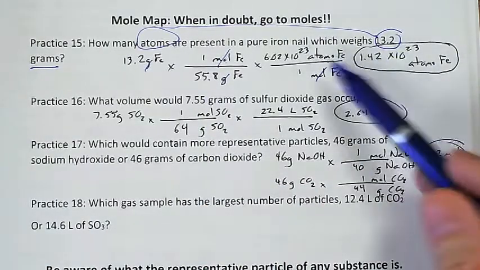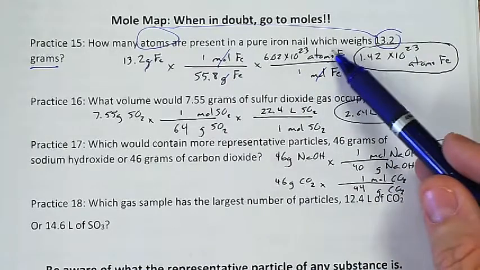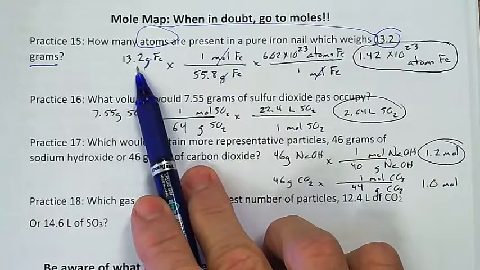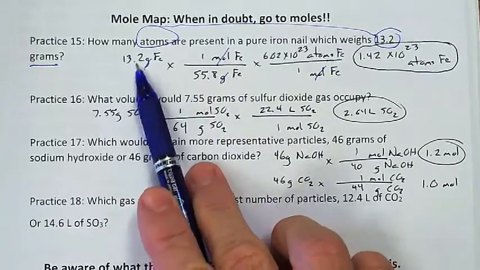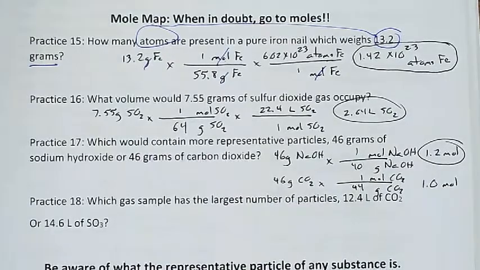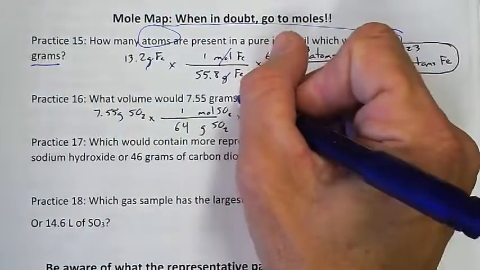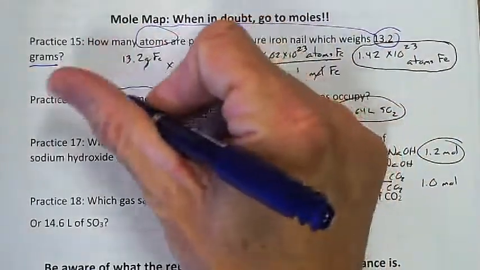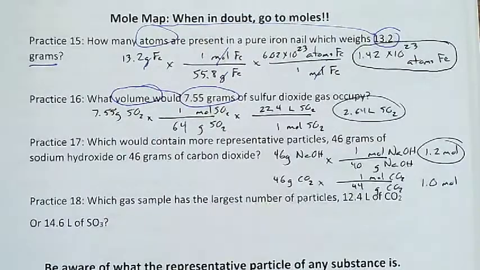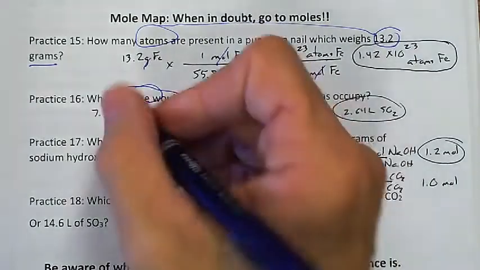Think about it logically, that's a smaller number than what's in a mole because we don't have a mole. We have a fraction of a mole. A mole weighs 55.8. We only have 13.2 grams. The next question, we got grams of sulfur. They want to know what volume that would occupy. Again, since it doesn't mention moles, it's a two-step problem. We're going to convert to moles first.